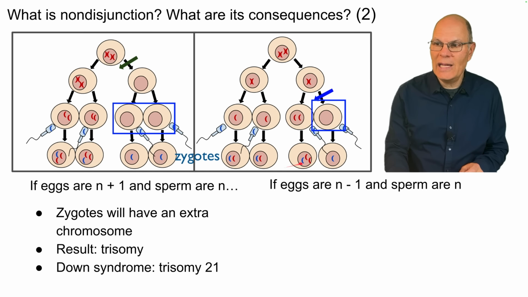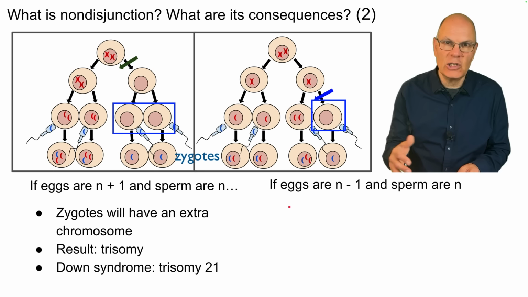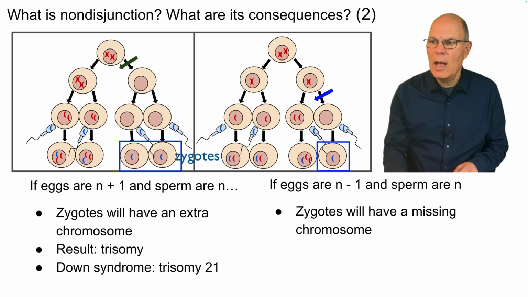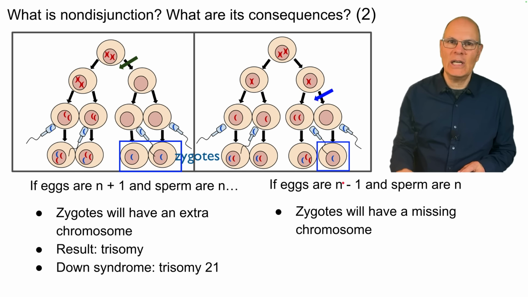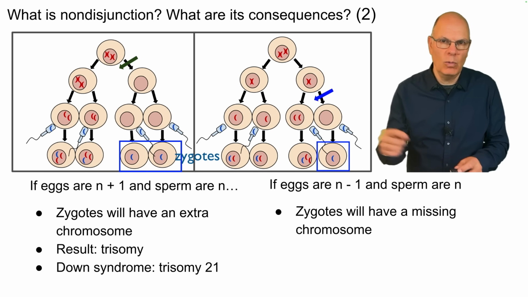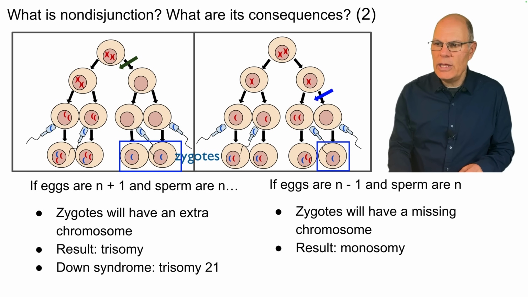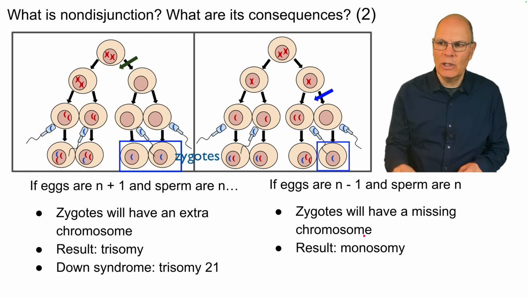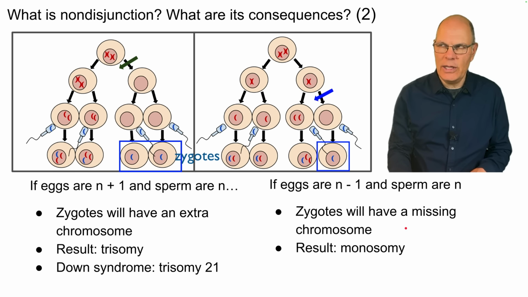If the eggs are N minus 1, like over here or over here, and the sperm again are carrying a normal number of chromosomes, so that's not necessarily the case. You can have nondisjunction that occurs during the formation of sperm as well, but then the zygotes will have a missing chromosome. So they'll have all of the homologous pairs, but one will be short. And the result of that is a monosomy, and most of those aren't really survivable except in the case of the sex chromosomes.